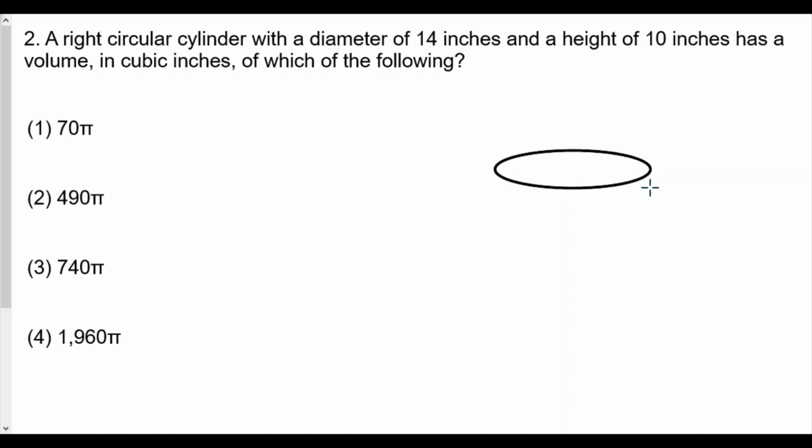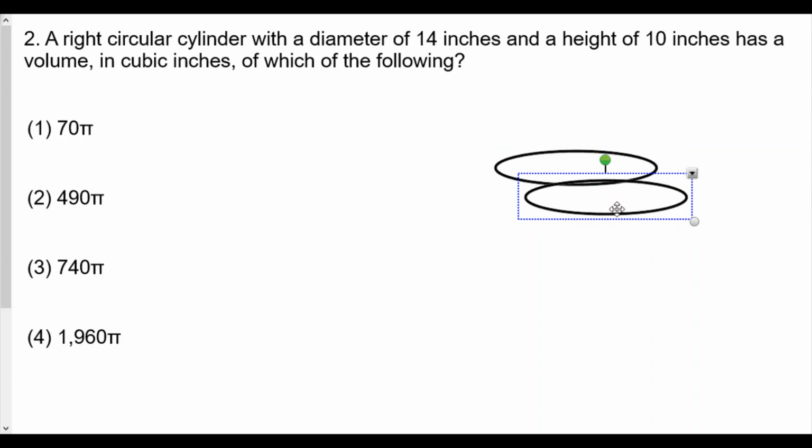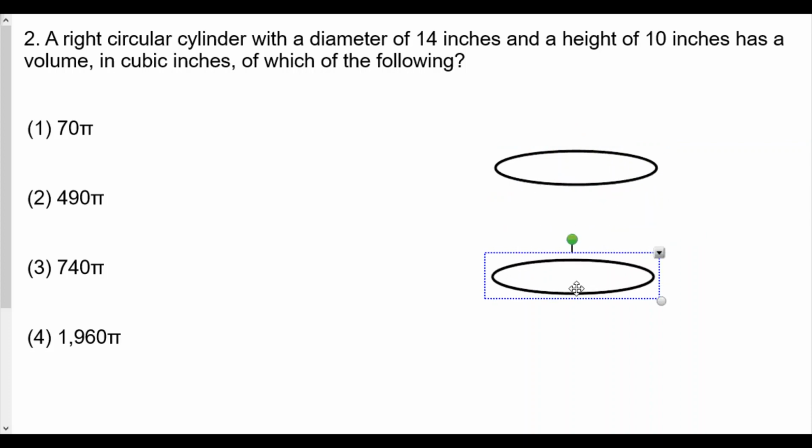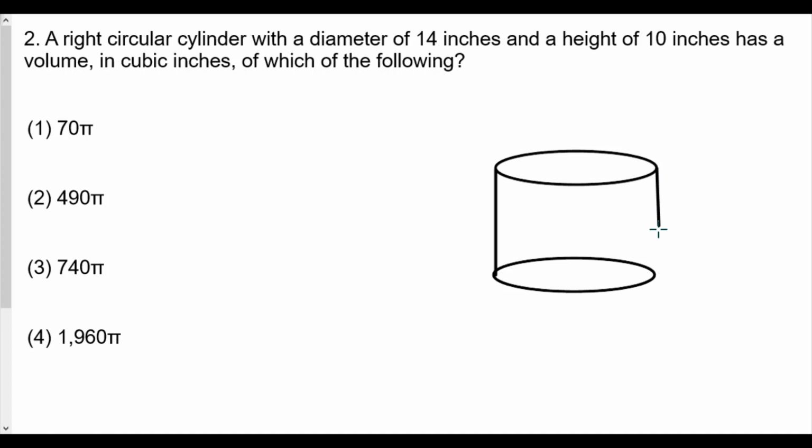So here's the top of our cylinder, and I'll take the top and clone this to get the same exact shape. Then we'll make the height 10. Hopefully it'll be lined up properly. We'll see. Oh, it's off by a little bit. That's okay. I can shift it over a little bit. Move this over, and so the diameter is going to be a measure of 14 inches.